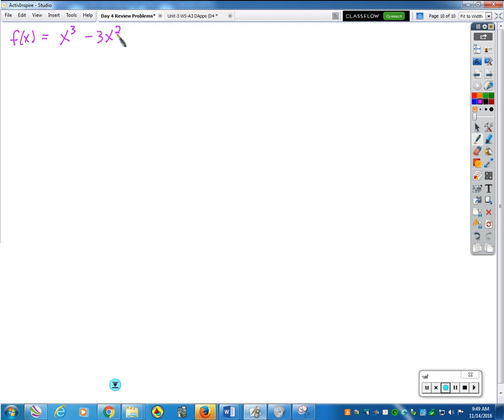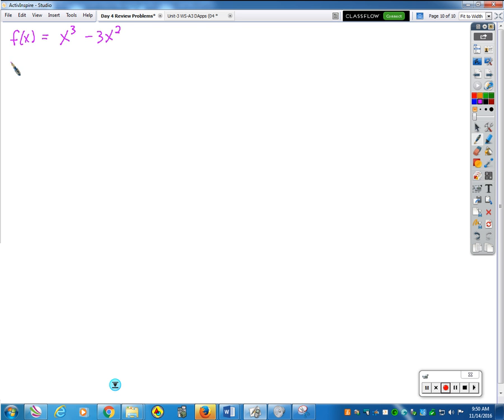Okay, the homework tonight is strictly review. So the notes we're taking tonight do not apply to the yellow packet. They'll apply to the next packet you get on Wednesday. We need to get kind of a head start on it. So f of x is equal to x cubed minus 3x squared.